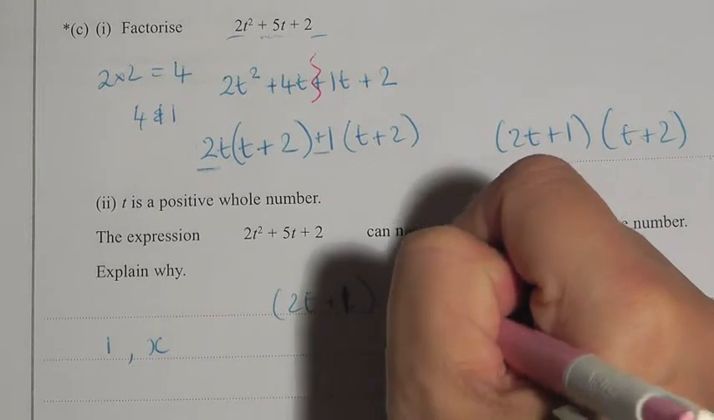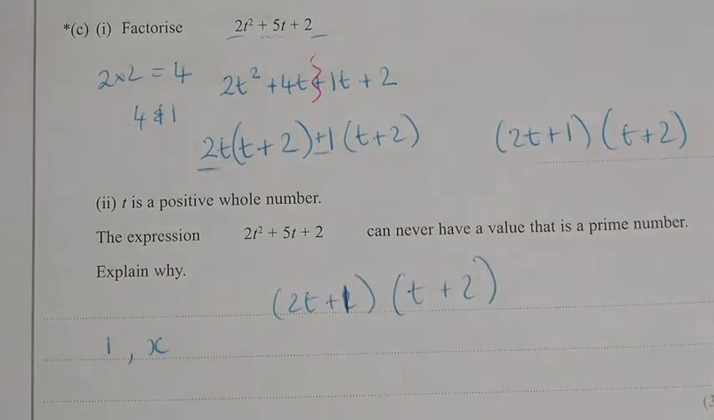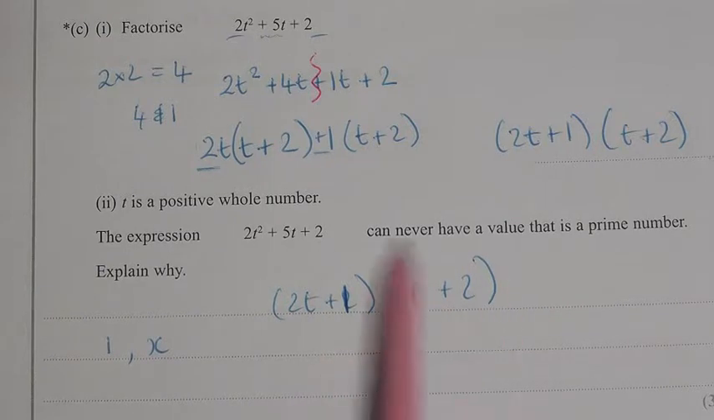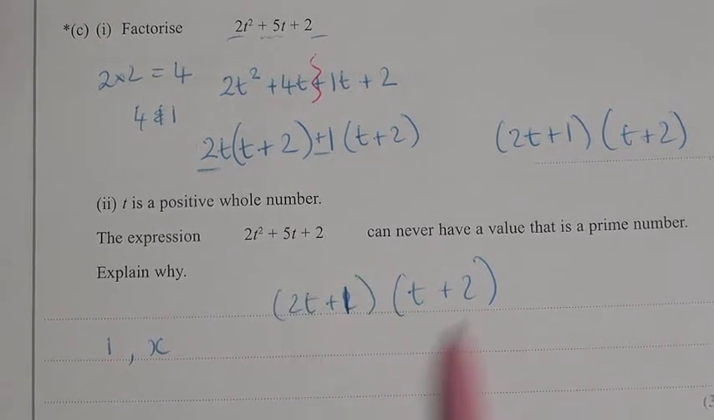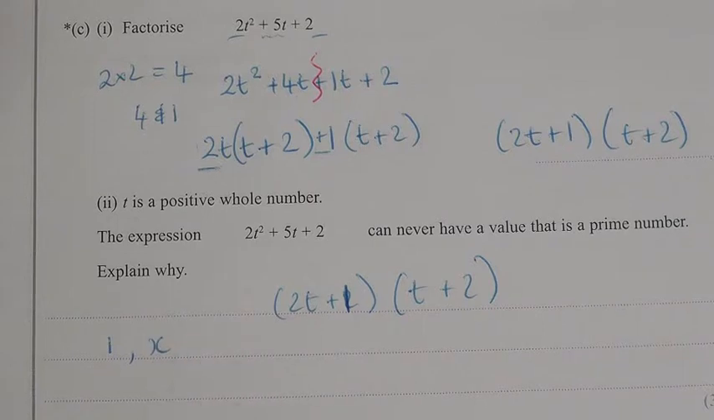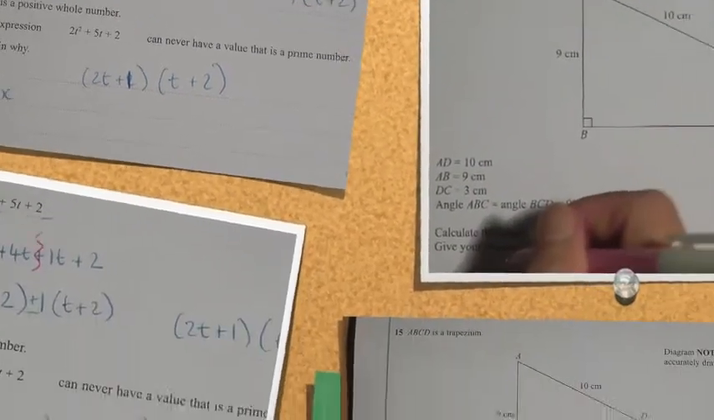And one of our factors is always going to be bigger than 2, so therefore it can't be a prime number. So you needed to say that this number will always be a number that's been multiplied by numbers that are bigger than 1, so it therefore can't be prime.